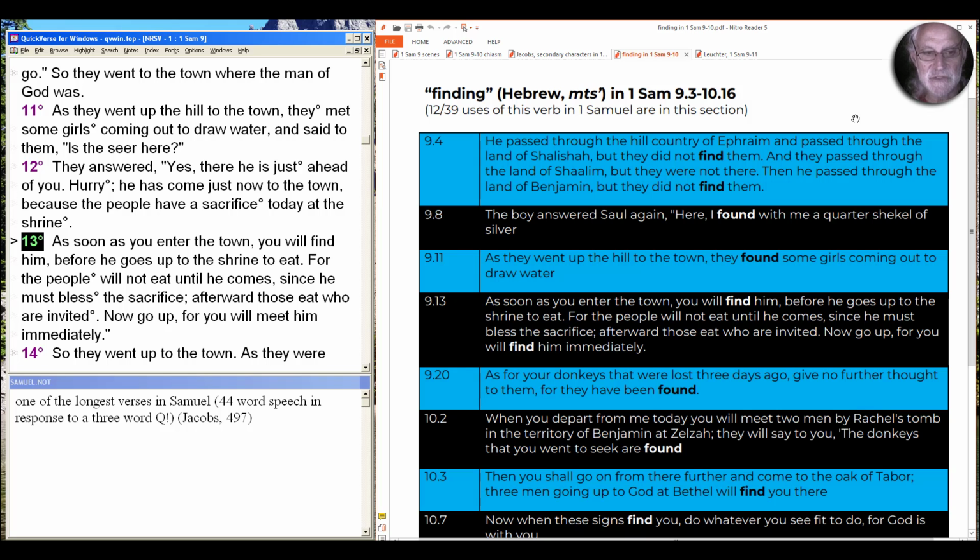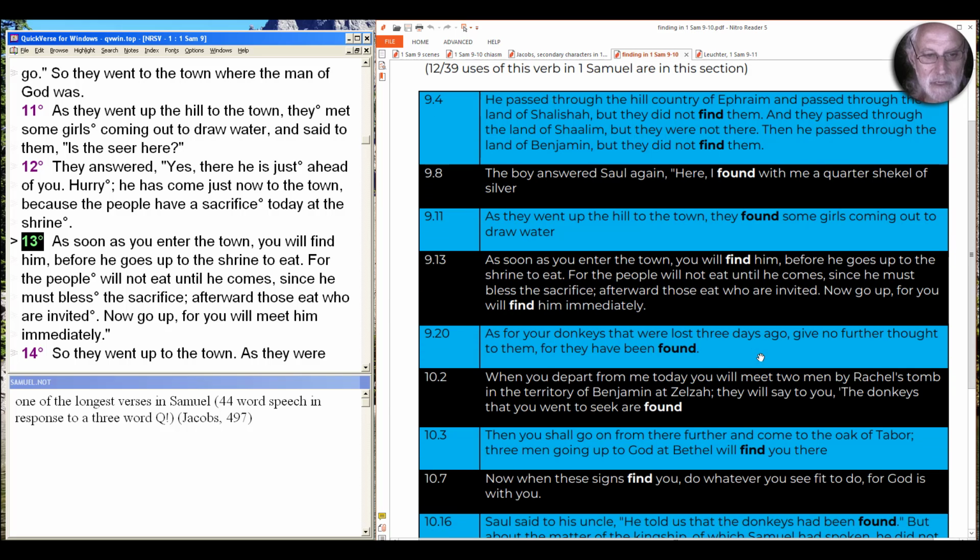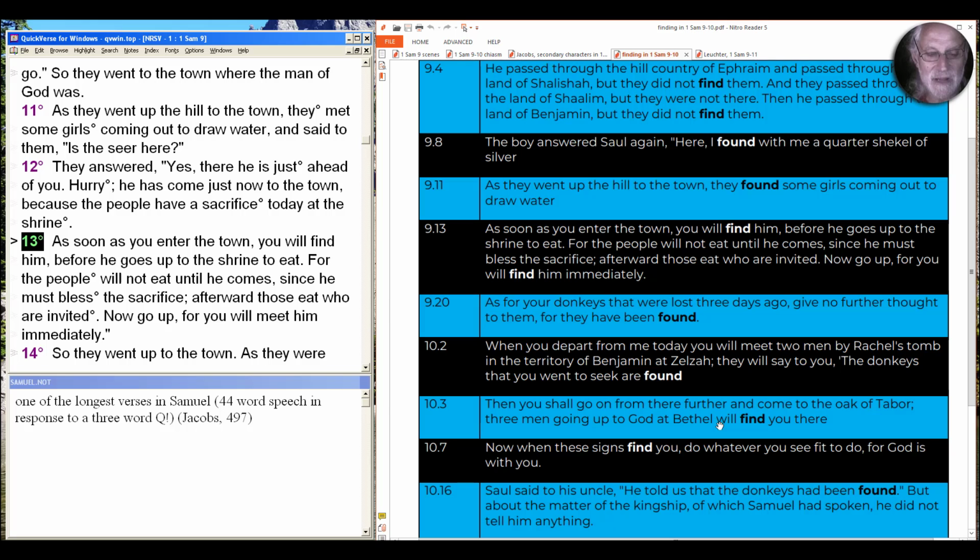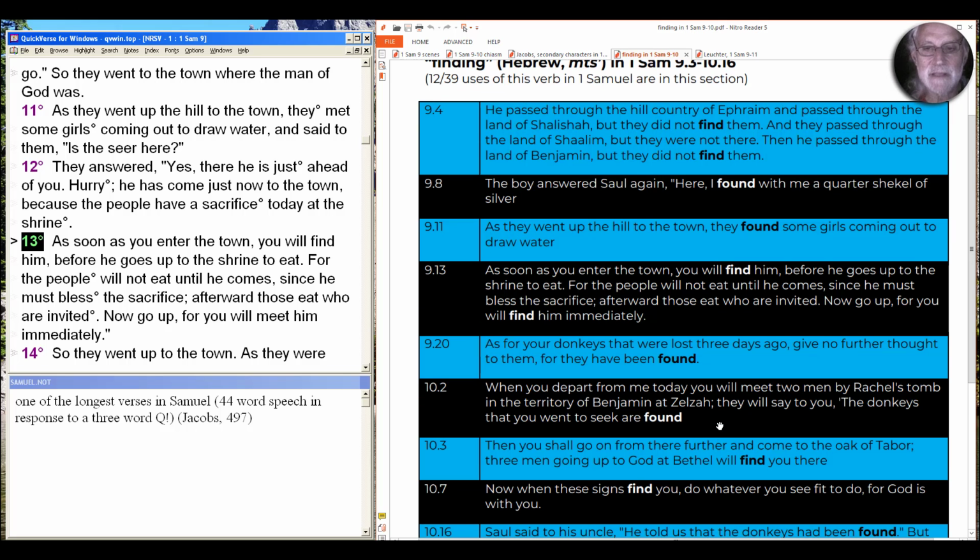You will find him, the seer, in 9:20, as we'll see, again referencing the donkeys, and also in 10:2. But we'll see in 10:3 down below the three men that Samuel says will find Saul there. Then these signs will find you. And then finally the donkeys are found. So the question of finding is throughout. And of course what Saul will find here, in fact he doesn't find the donkeys, they're found apart from him, but he will find the girls, and he will find the seer, and he will find monarchy as he goes through this.